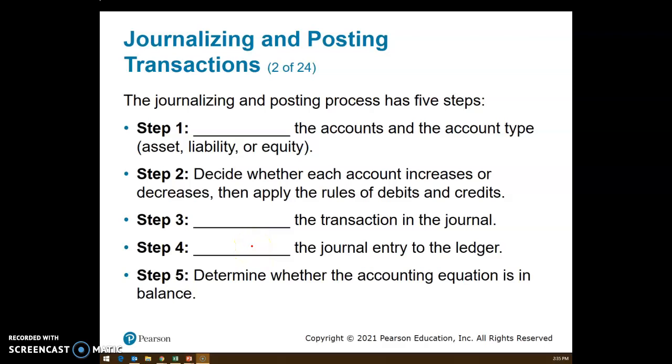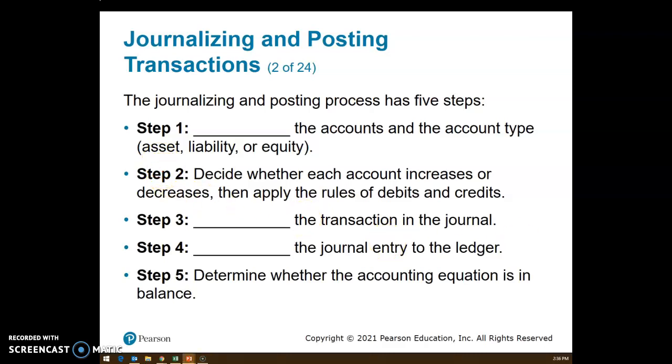Hi, in this video we will be going over the steps to journalize and post transactions. So the journalizing and posting process has 5 steps. I have them on the screen, step 1, 2, 3, 4, and 5. Let's go over these and fill in the blank.